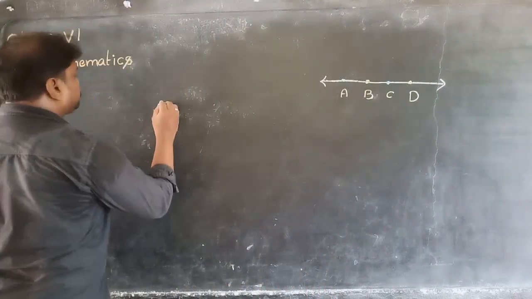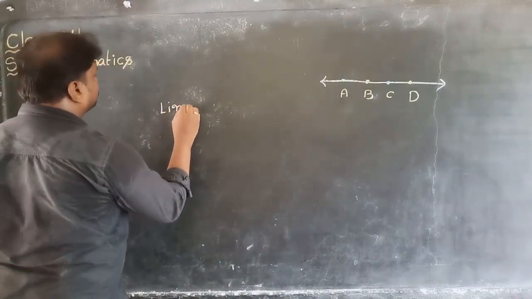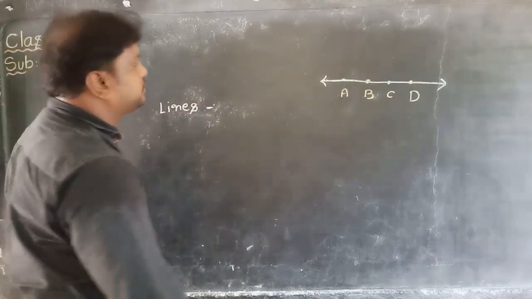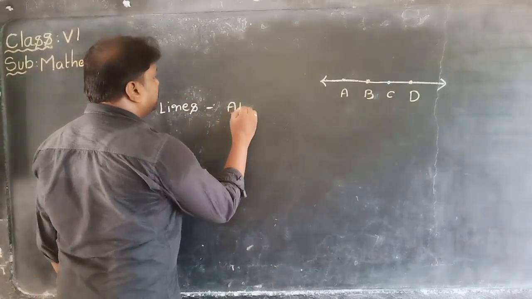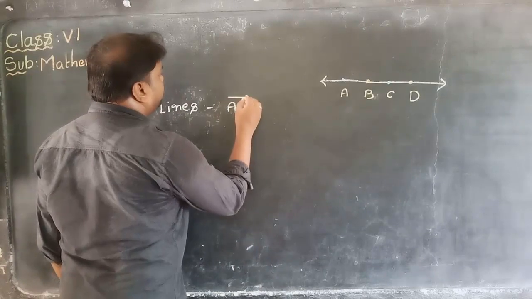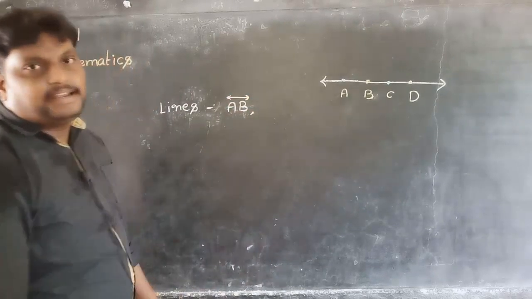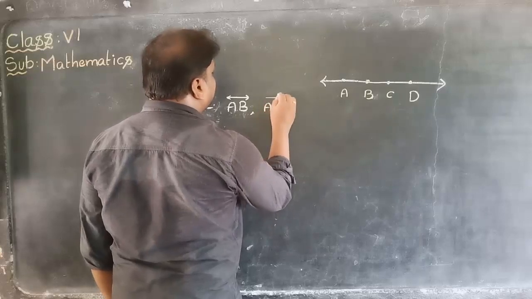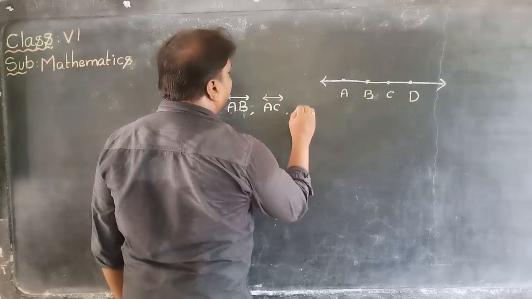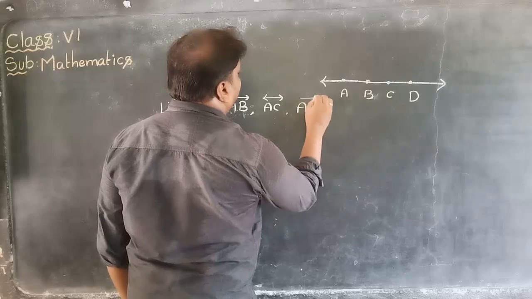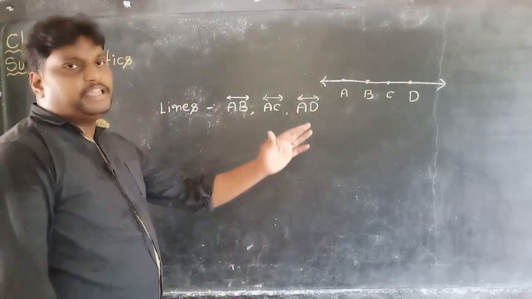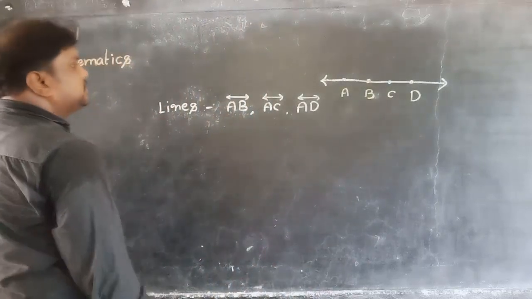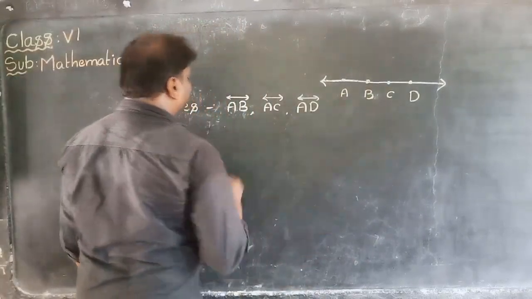Then lines. First line AB. Second one AC and AD. AB and AC and AD. 3 over.